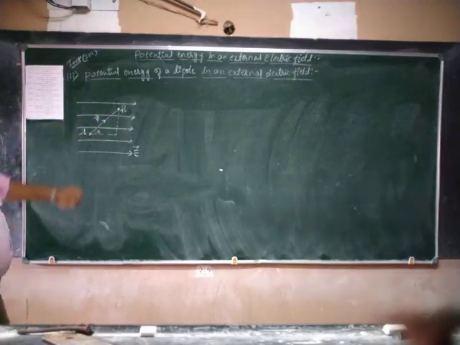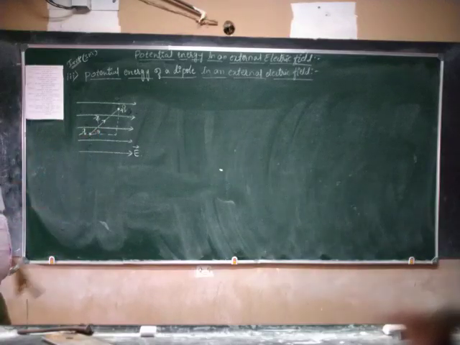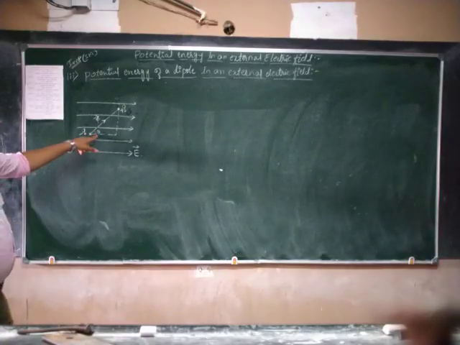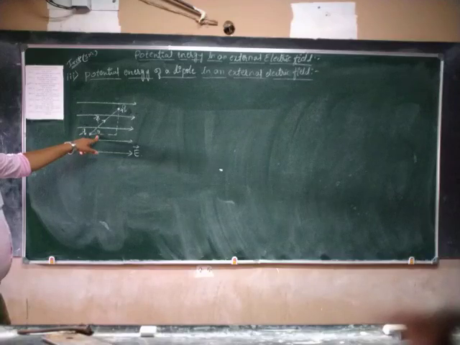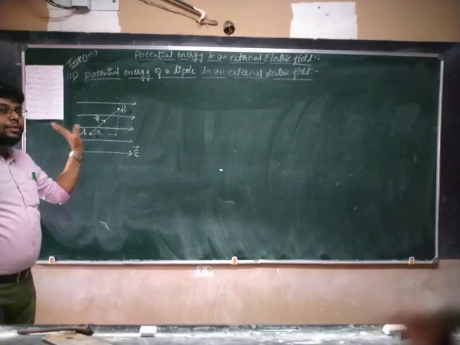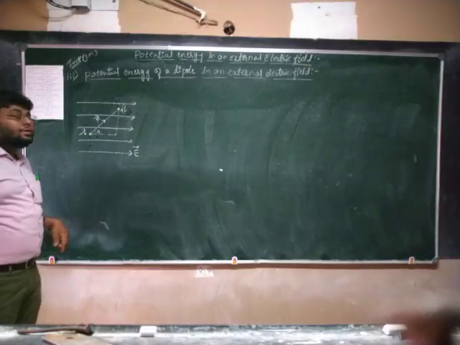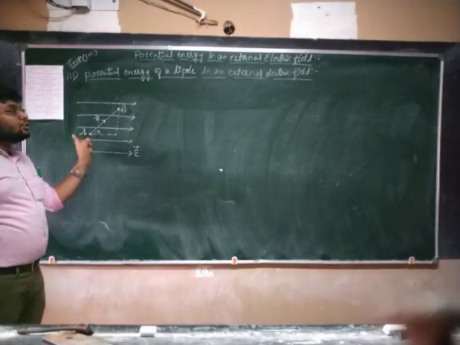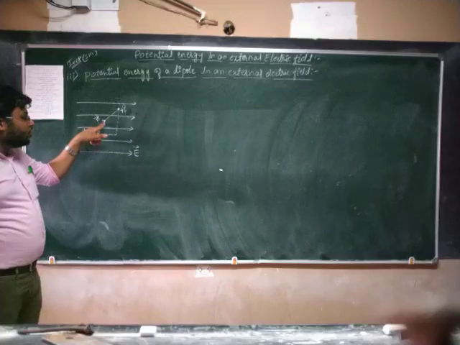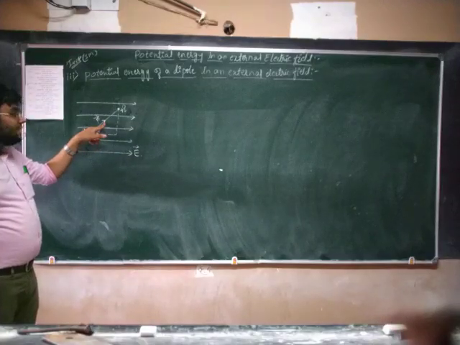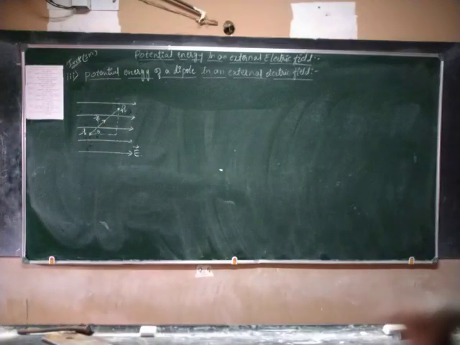Okay. So then what happens? It will rotate through a small angular displacement theta. Here theta means the angle between the direction of the electric dipole moment and the direction of the electric field. The direction of the electric dipole moment is from the negative to the positive charge. You can look here, this arrow mark indicates the direction of the electric dipole moment.